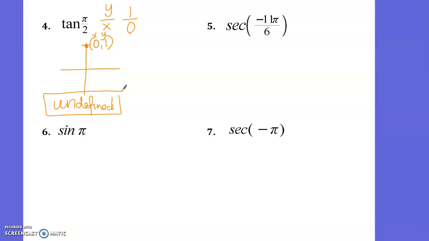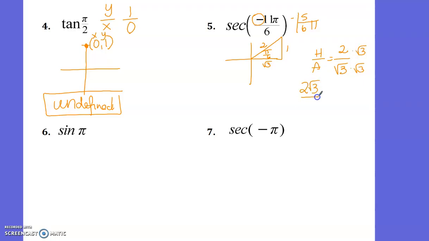Okay, number 5 is secant of -11 pi over 6. The negative angle tells me I'm going clockwise instead of counterclockwise. 11 pi over 6 is 1 5/6 pi if you want to think about it in a mixed number. So negative pi, then 5/6 pi, we fall right here. And I have a reference angle of pi over 6. Labeling my triangle. Secant is hypotenuse over adjacent. So the hypotenuse is 2, adjacent is √3. Rationalize the denominator. 2 √3 over 3.